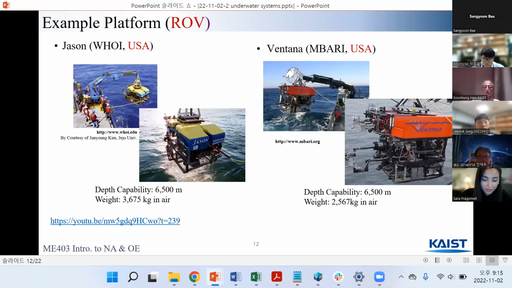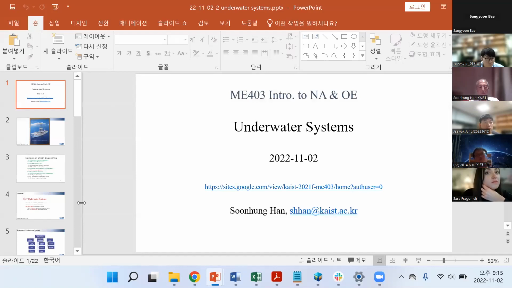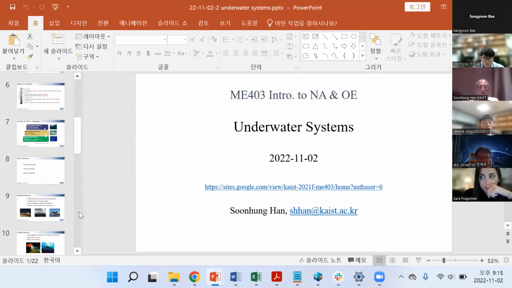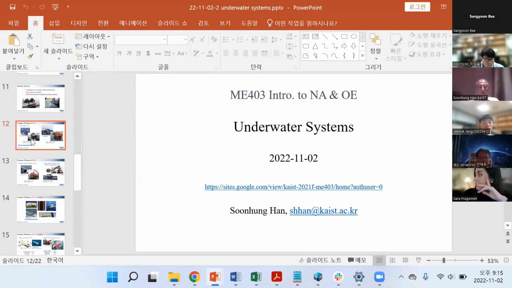Here is the remote ROV for scientific missions or industrial missions. The examples come from the Woods Hole Oceanographic Institution of the United States, WHOI. The depth capability is usually up to 6,000 meters, or 6 kilometers. And the weight is small for AUV. Okay, there is one video, so let's see that. So, please.